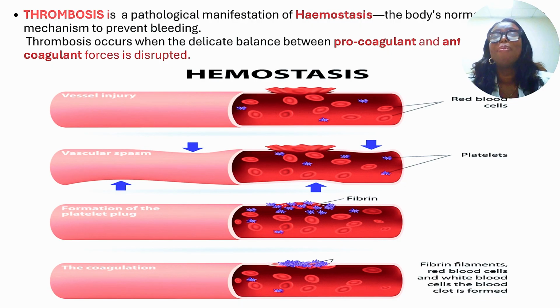Thrombosis is a pathological manifestation of hemostasis, and we have been discussing hemostasis, the primary hemostasis, the secondary hemostasis, the fibrinolytic system. Thrombosis occurs when the delicate balance between procoagulant and anticoagulant forces is disrupted.